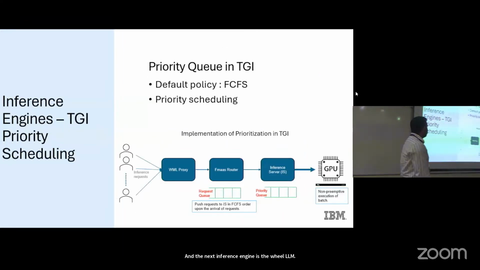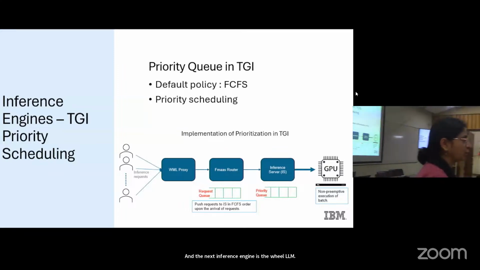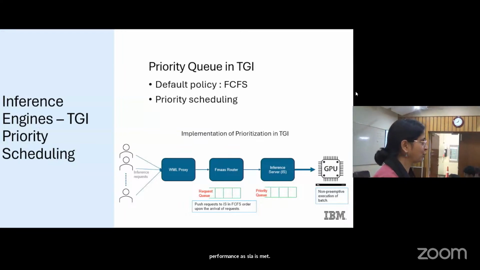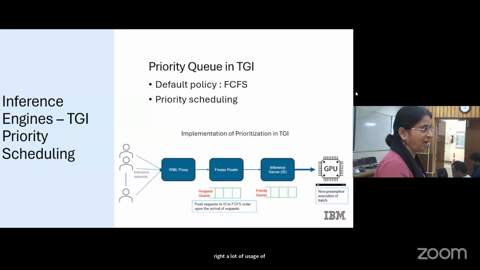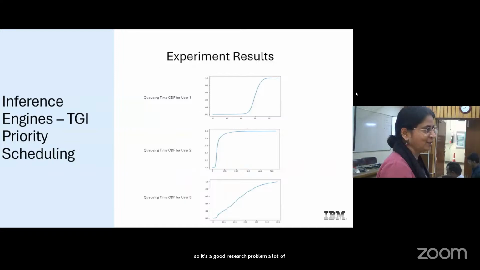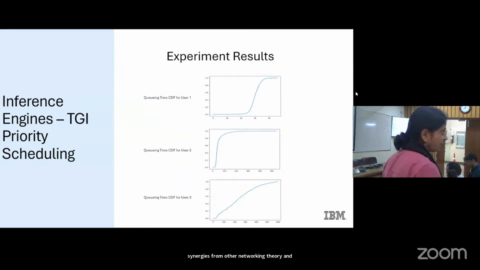How do you design a scheduling policy so that your performance SLA is met? A lot of usage of queuing theory, priority queue implementation. So all that comes into the picture. So it's a good research problem. A lot of synergies from other networking theory, and we can actually devise policies. So vLLM is a very popular engine and most of the industry has moved to adopt it. And you see a lot of activity in the vLLM repo, the open source stack. And again, you can have a look at and play around with it.